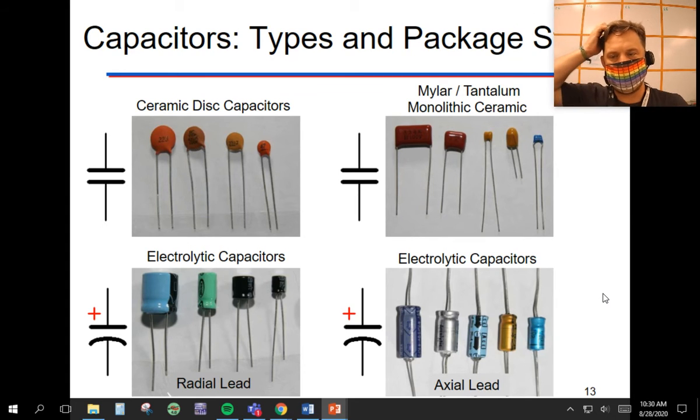The difference that you need to know about these, the big thing here, is that with the ceramic disc capacitors, it doesn't matter which way you hook them up. They're like resistors. They're bipolar. The electrolytic, I can't say that today.